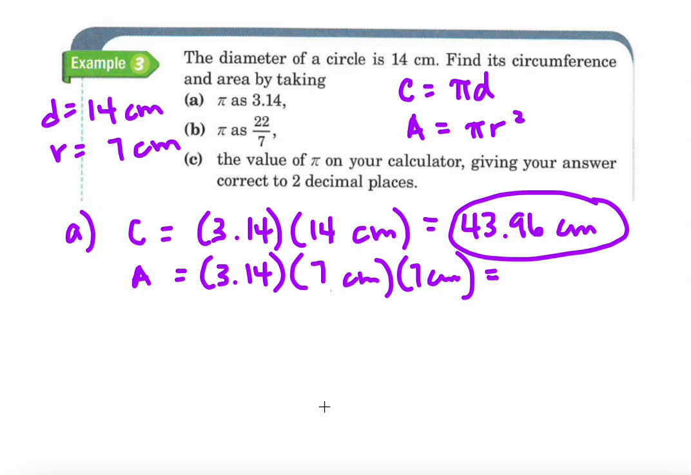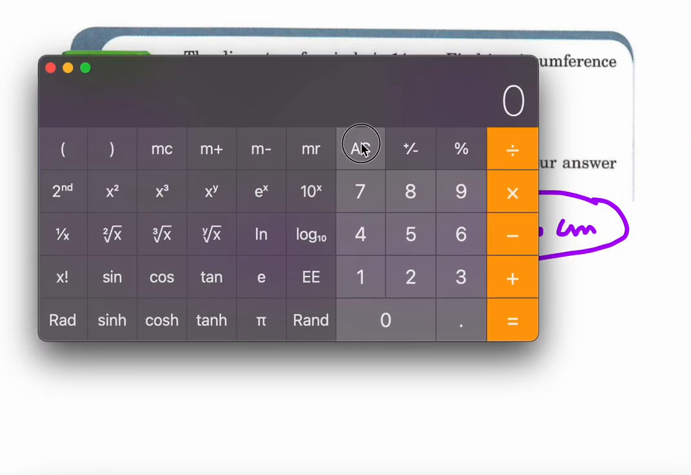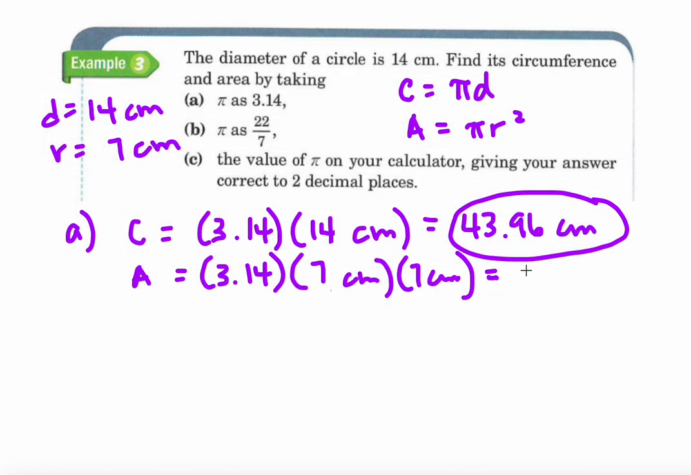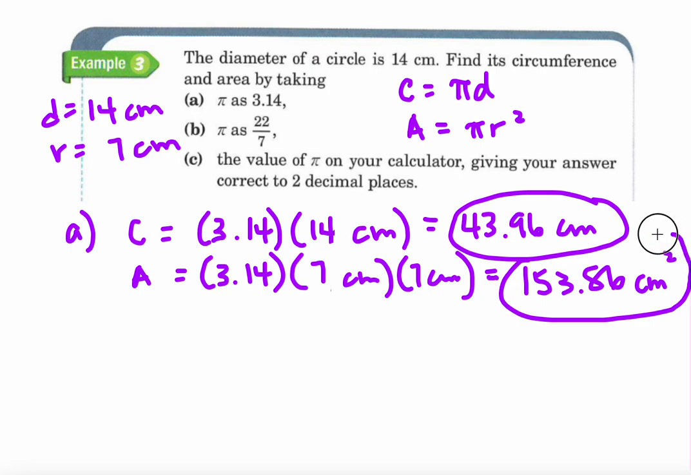Okay. For the area, it's 3.14 times 7 times 7. So that's 153.86. 153.86 centimeters times centimeters. So it should be centimeters squared. So important to not forget about your correct units. Area is two-dimensional, right? So it needs to have 2 for the power. Okay, let's go ahead and do the next part.